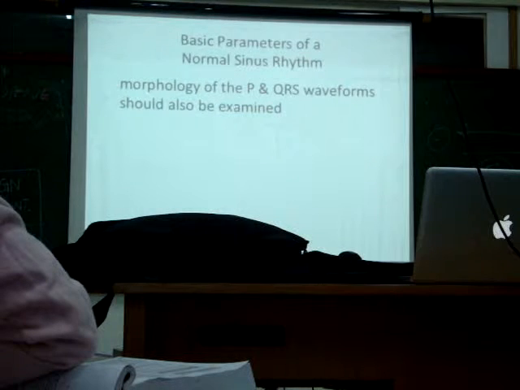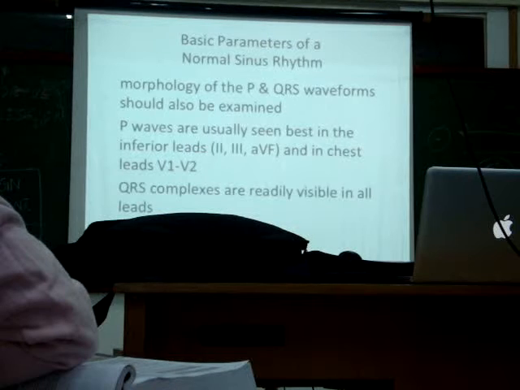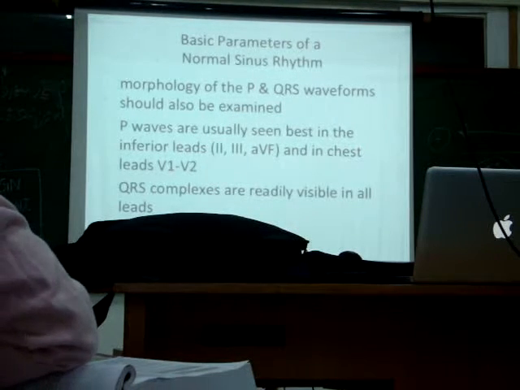But what if you see an inverted P wave? Is that normal? That's not normal. And we'll talk about that a bit later. There are actually conditions that would cause an inverted P wave. P waves are best seen in the inferior leads, 2, 3, and aVF, and in the chest leads, V1 and V2. And QRS complexes are readily visible in all leads.